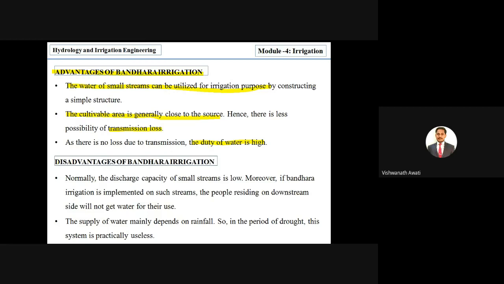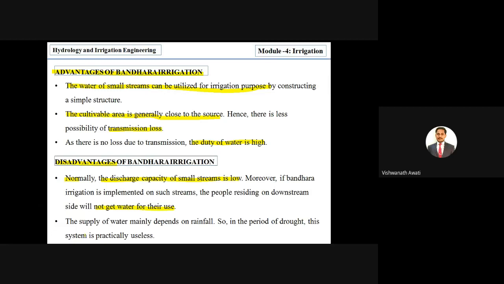Next, disadvantages of Bandhara irrigation. Normally, the discharge capacity of a small stream is low. Means we can say the flow in the small stream is very low. Moreover, if Bandhara irrigation is implemented on such streams, the people residing on the downstream side will not get water for their use. So here the flow in the stream is comparatively very less, and if you construct a Bandhara across the stream, then the downstream area people will be affected and they may get a shortage of water. That is what it means, the downstream side will not get water for their use.